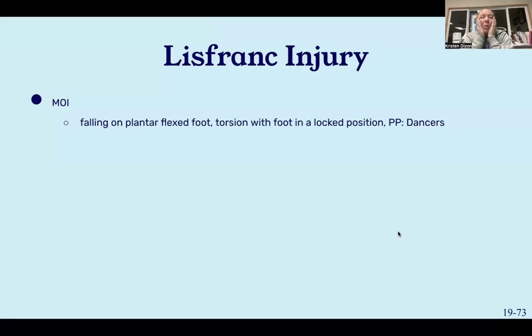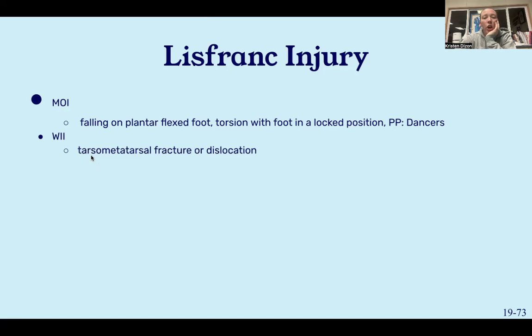Okay, so again, the MOI is falling on a plantar flexed foot. So generally that's a dancer falling on their toes. Or it's torsion with your foot in a locked position. I saw this injury the most with my football linemen that get stepped on and then try to twist. So your foot is on the ground, your foot gets stepped on, your tarsals are twisting, but your metatarsals are staying there. The main patient population is dancers. I have seen this mainly in my linemen, like I said, that got stepped on.